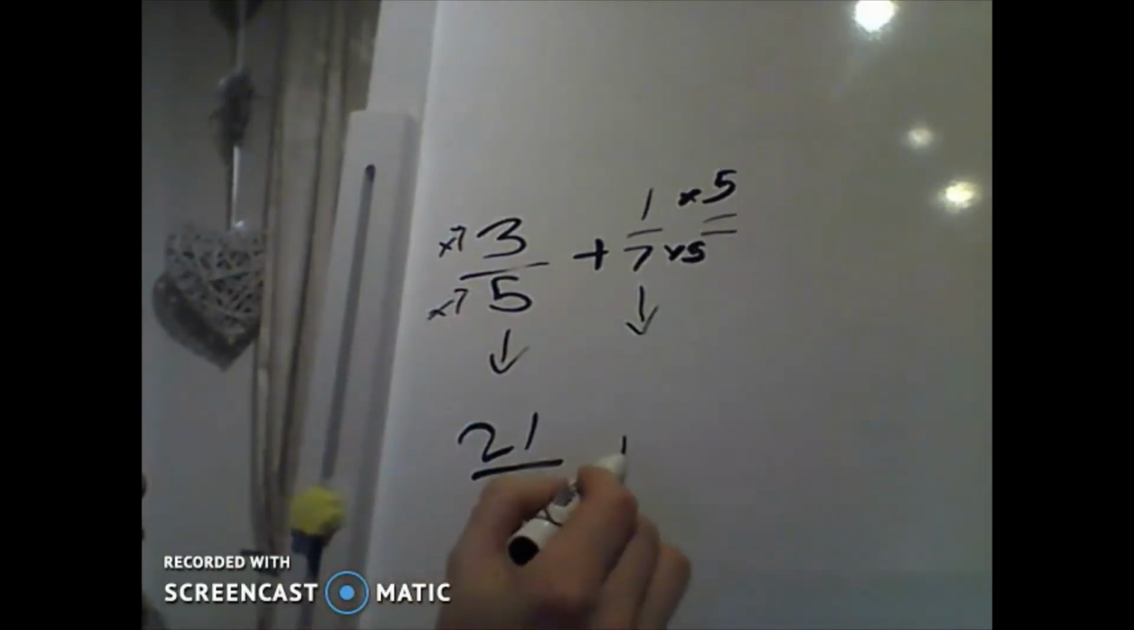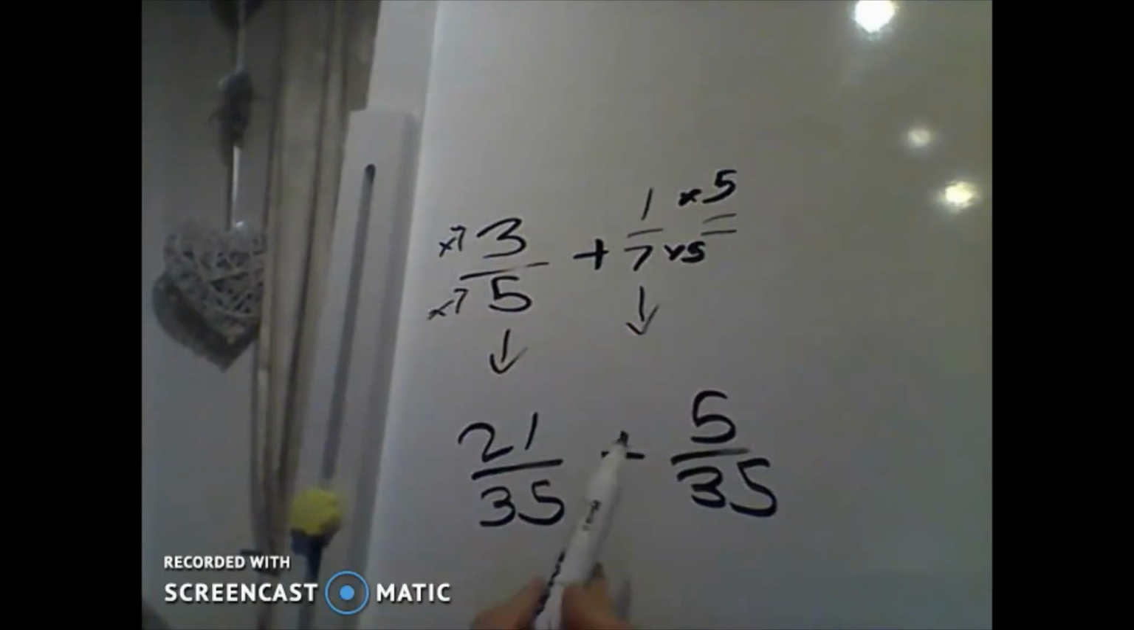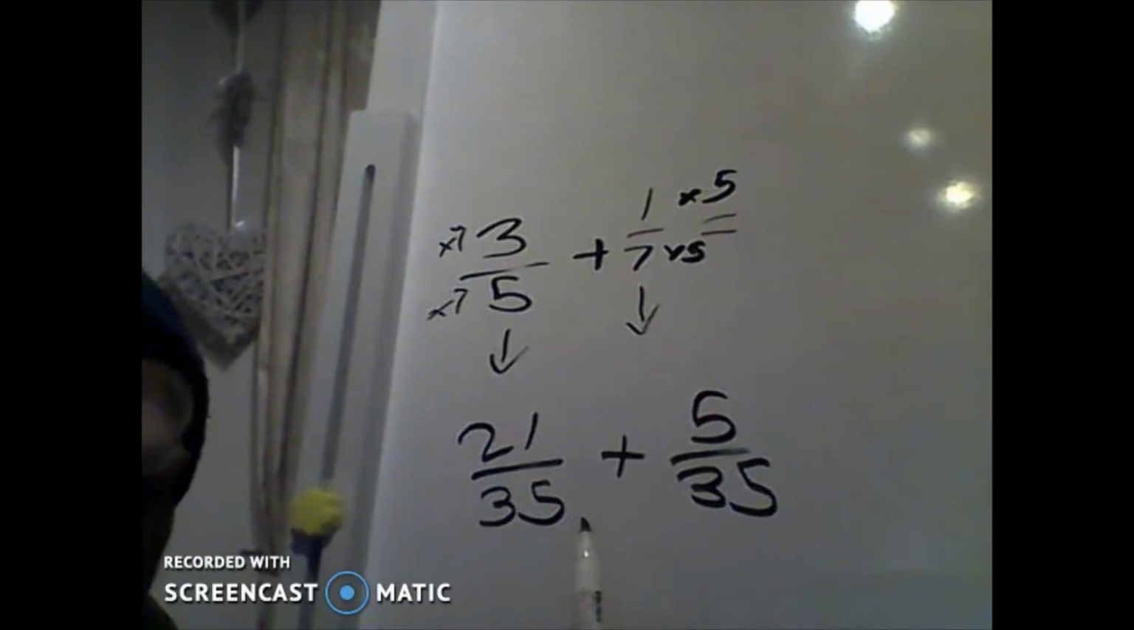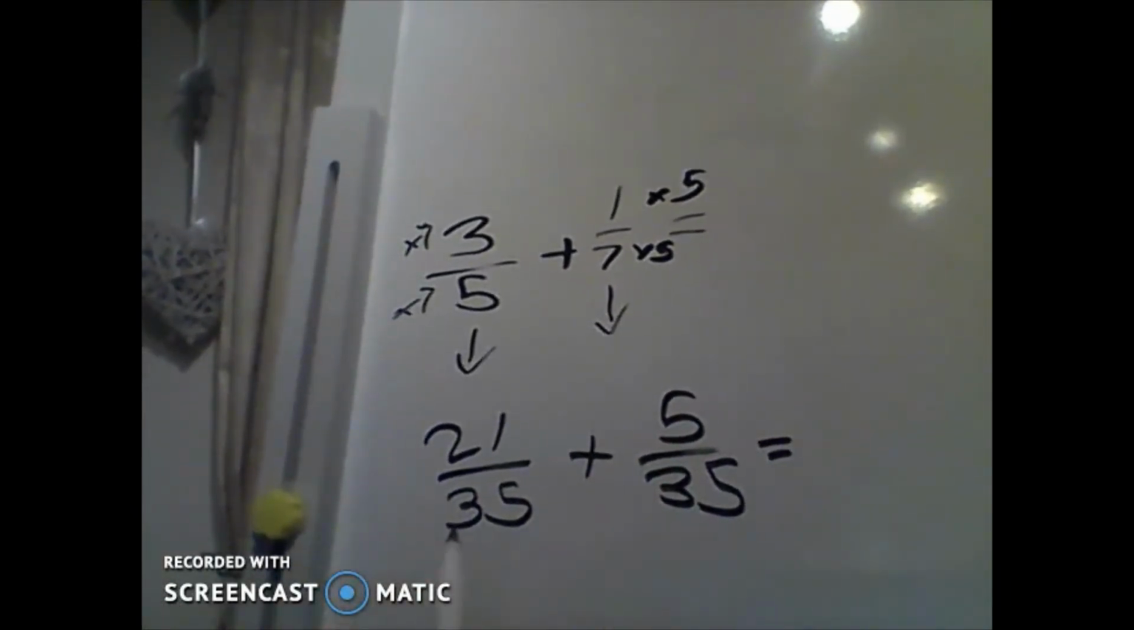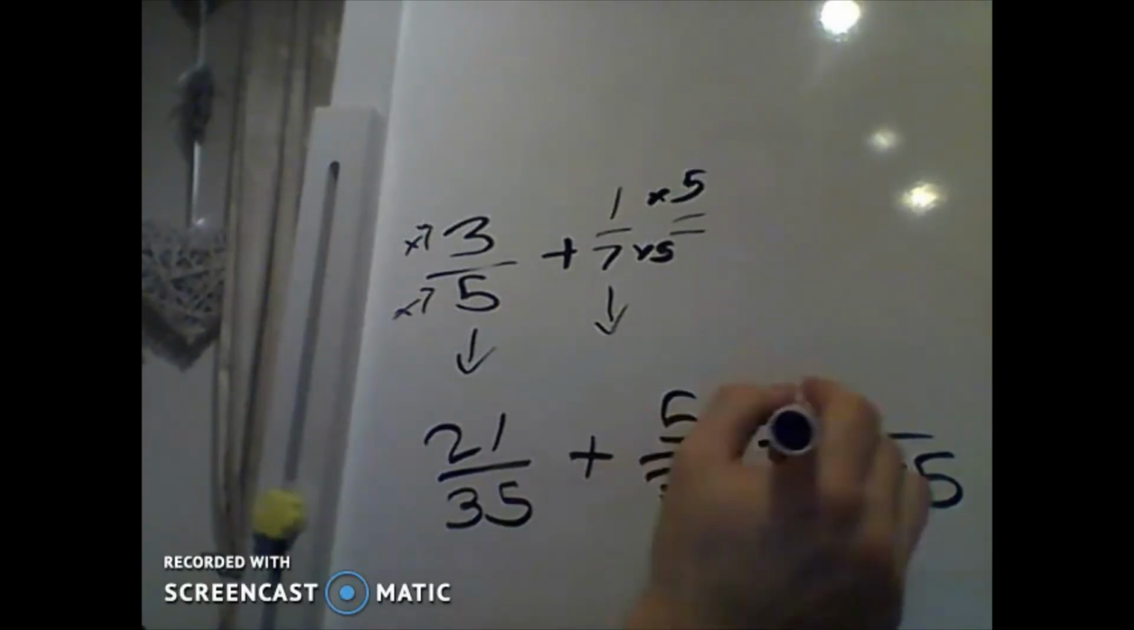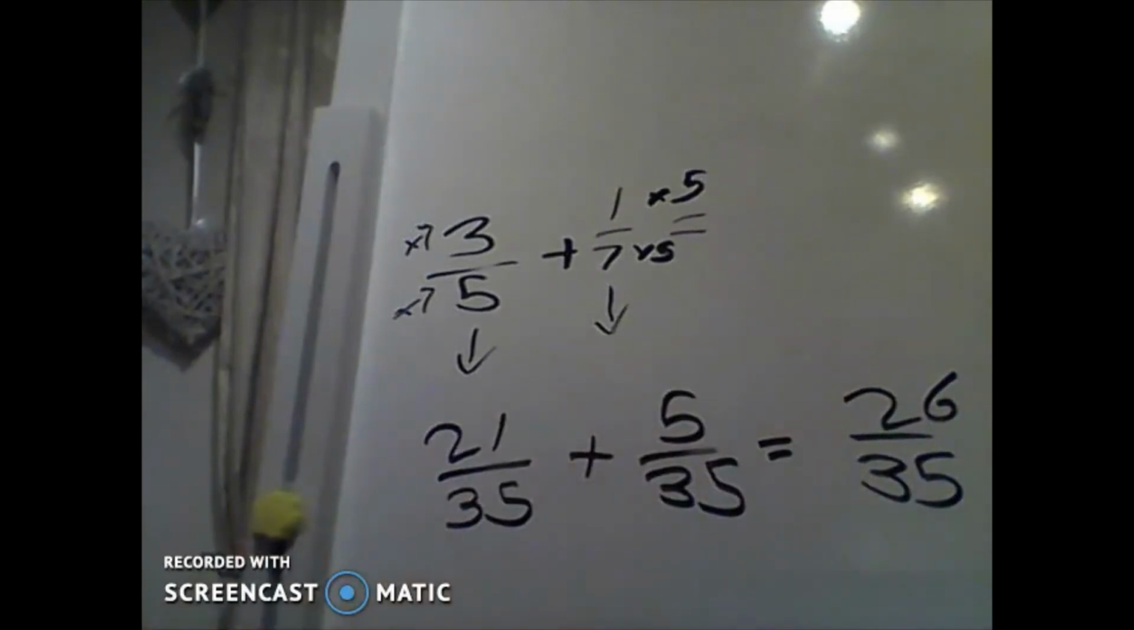And then we're going to add that to this over here. So 1 times 5 is 5, and 7 times 5 is 35. Now we've got common denominators, they're both at 35, so we can work it out. The denominator stays the same, 35. The numerators we just add up, so 21 add 5 equals 26. So the answer will be 26 over 35. Section C is full of these, and they're for you to have a go at.